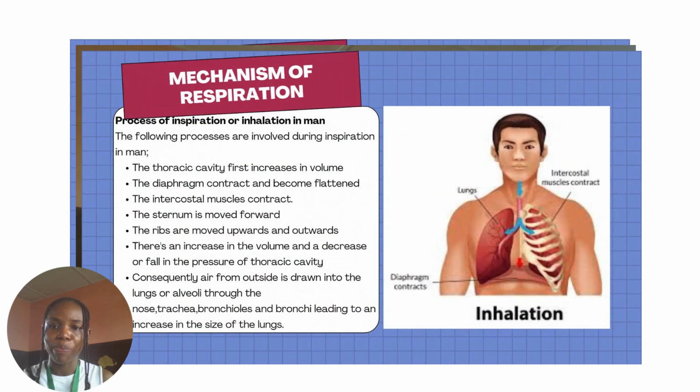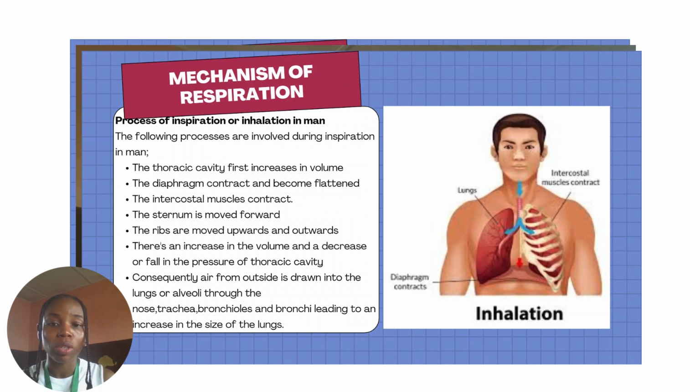Now, let's take a look at the process of inspiration, or you can say inhalation. Either you call it inspiration or you call it inhalation. Now, when you breathe in, what happens? Immediately you breathe in, the first thing that happens is that the thoracic cavity increases in volume. You all know what the thoracic cavity means. This place, the thoracic cavity, increases in volume. Then the diaphragm, you all know your diaphragm here, contracts and becomes flattened.